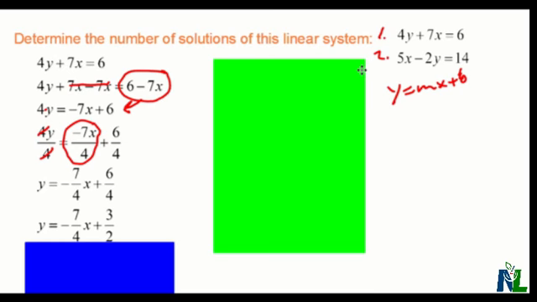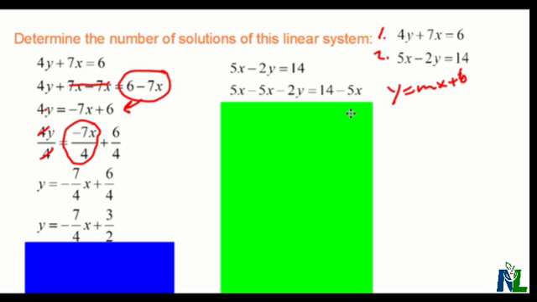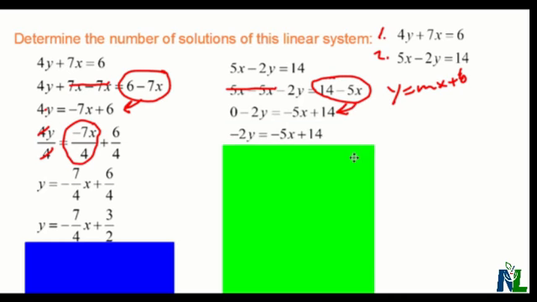Let's consider the second equation. 5x minus 2y equals 14. I want to get y by itself on the left-hand side. So the first thing I'm going to do is subtract 5x from the left-hand side. But because I subtract 5x from the left-hand side, I must also subtract 5x from the right-hand side. 5x minus 5x is going to be 0, so I'm going to have 0 minus 2y on the left-hand side. And I'm going to rearrange this piece on the right. Instead of writing 14 minus 5x, I'm going to write that as negative 5x plus 14. 0 minus 2y on the left is just negative 2y, and on the right I've got negative 5x plus 14.